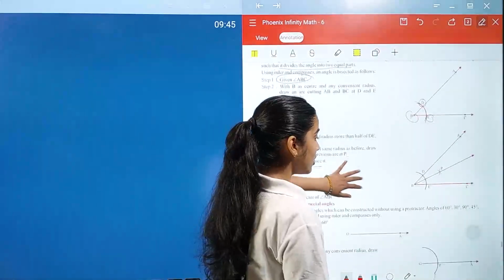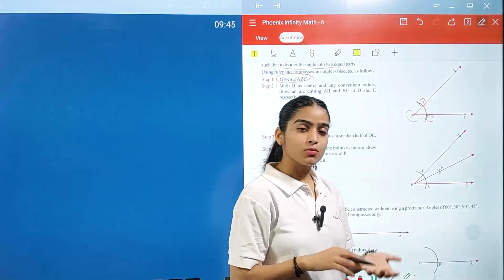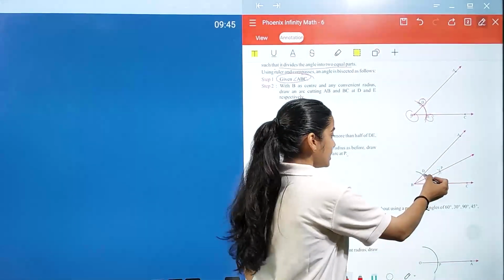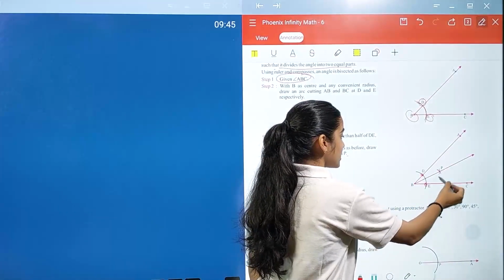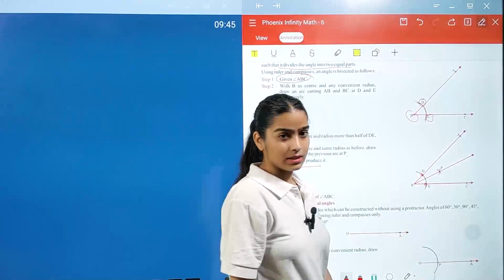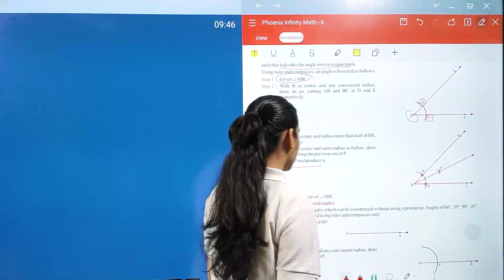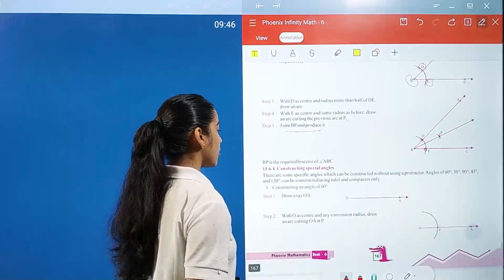So what you have to take? You have to take a radius which is more than DE, place it, take it to your D as a center, mark an arc, take your E as a center, mark an arc, where your arcs are intersecting each other, just connect it with the B. So this is your bisector of the angle.